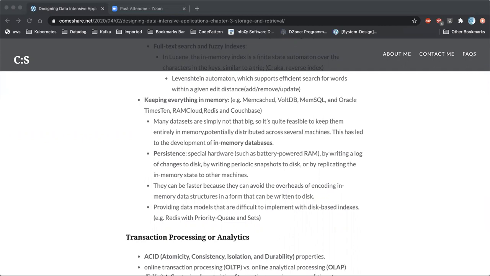Okay. So I had a question with this in-memory, and I couldn't understand what exactly he means by the second last point. Like this: they can be faster because they can avoid the overheads of encoding in-memory data structure in a form that can be written to disk. Because at one point he's saying, just because RAM is cheaper, it doesn't mean disk-based storage is not fast enough. With the help of caching, it's possible.